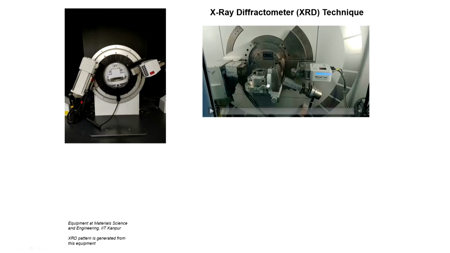Now we come to the third one, which is the most popular technique, and we will spend some more time on this third technique. So, this is a photograph of an X-ray diffractometer. This is the X-ray source, and again we use monochromatic radiation.